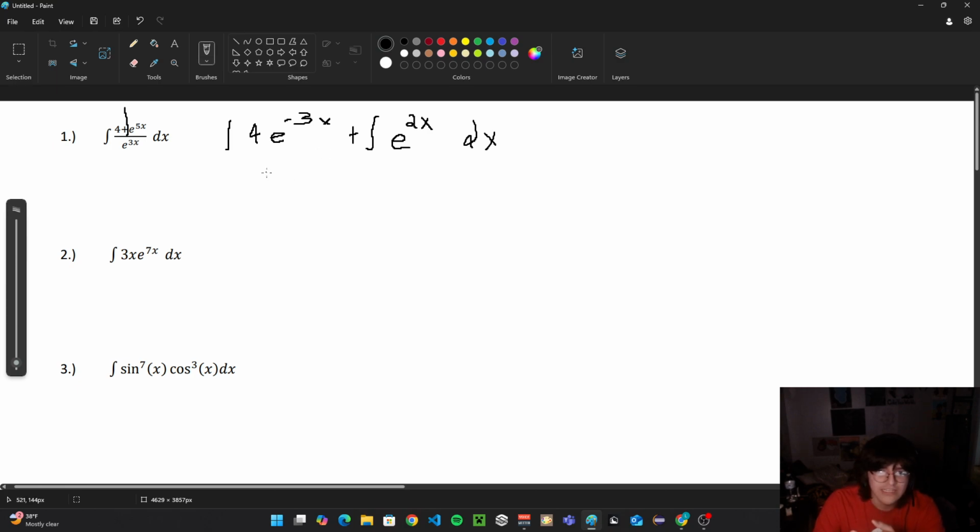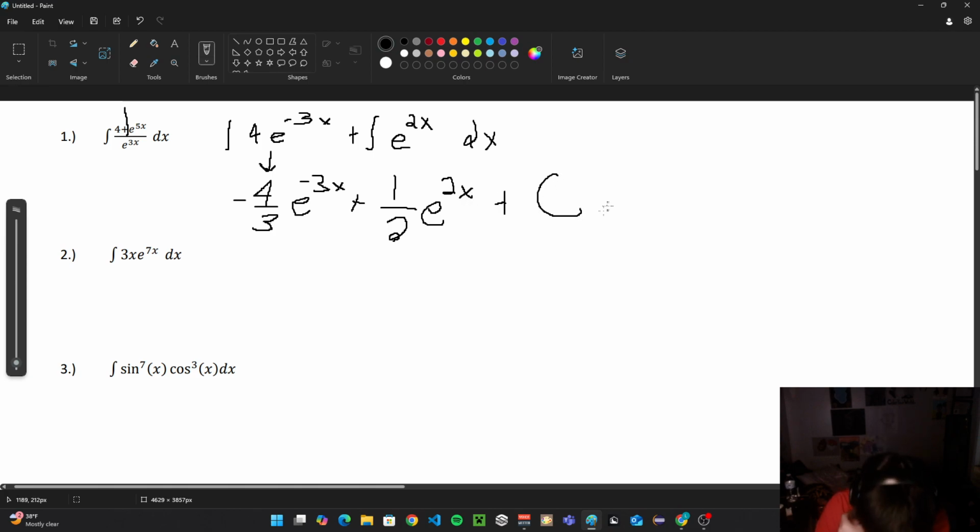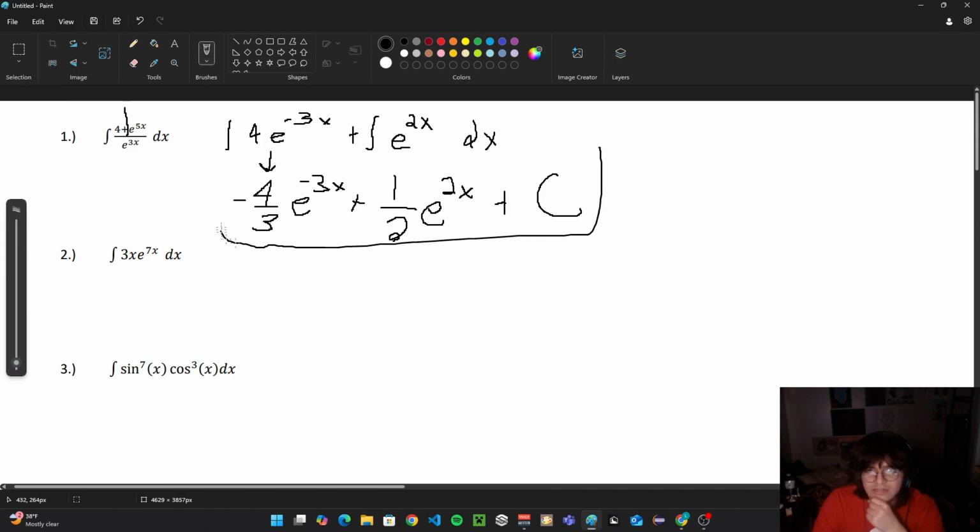So now we just have to find the antiderivative, and to find it, you have to multiply by negative 1/3, so that would be negative 4 over 3 times e to the power of negative 3x. And then the same thing for here as well, you'd have to multiply by 1/2, so that'd be plus 1/2 times e to the power of 2x. And then we can't forget our c. So this is our answer for number 1.